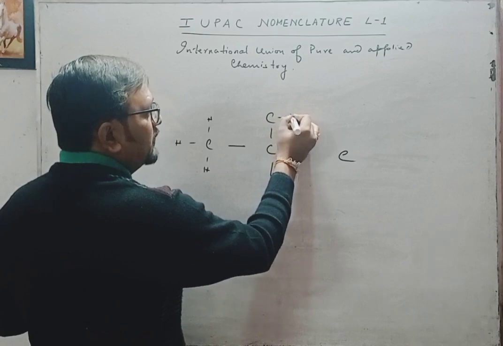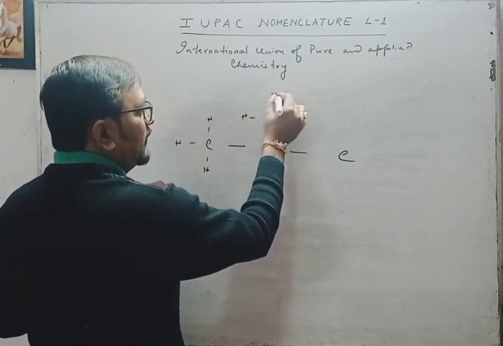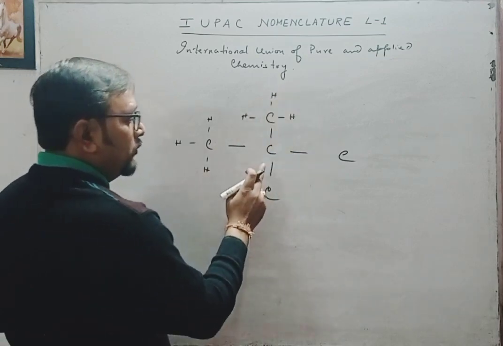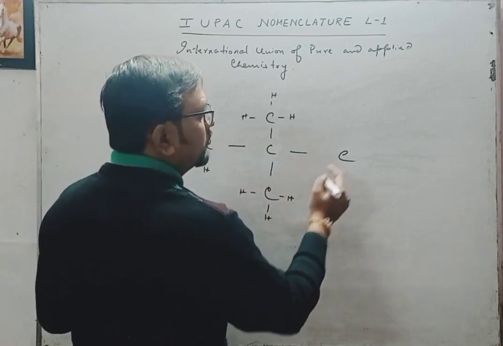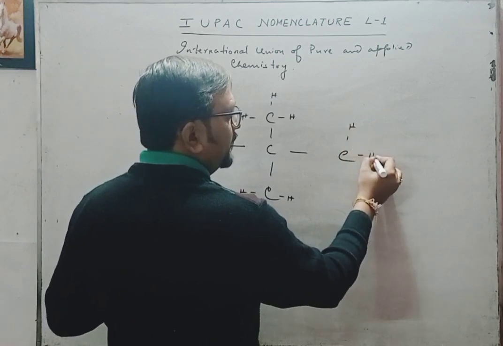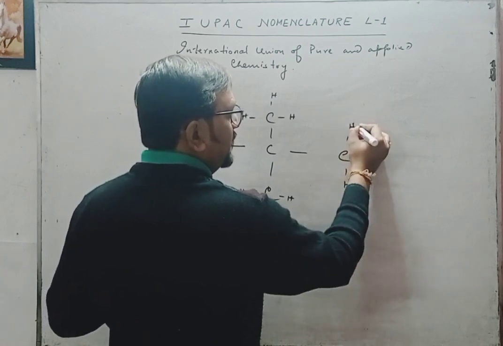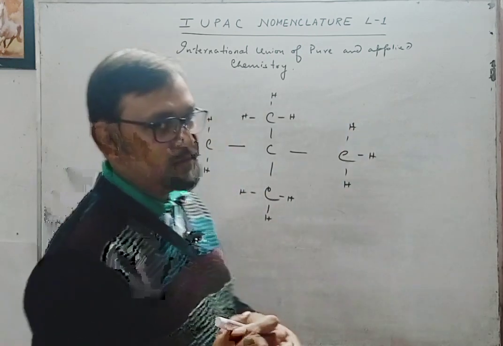Now for this one, 1, 2, 3 and already the 4th is given. So 1, 2, 3, 4. Here also 1, 2, 3, 4. Like this you will count and you will give the hydrogens.